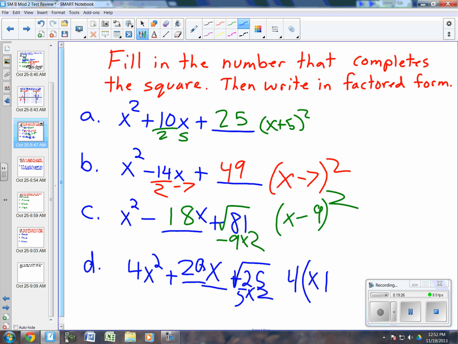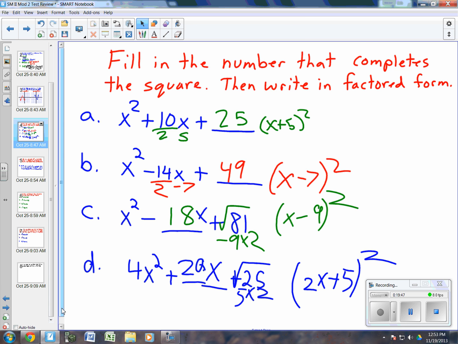There's not going to be a 4 out in front like that. It's going to be 2x plus 5 times 2x plus 5, because the square root of 4x squared is 2x. Square root of 25 is 5. I'm kind of helping you out with this one, you guys, because this one's a little bit different. There's one like this on the test, though. It's a challenge problem. It's really not that hard. If you take the square root of 4x squared and get 2x, the square root of 25 and get 5, you times 2x times 5, you get 10x, and you double that, and you get 20x for the middle term. And the square root numbers, 2x and 5, are the ones you're going to get that with.